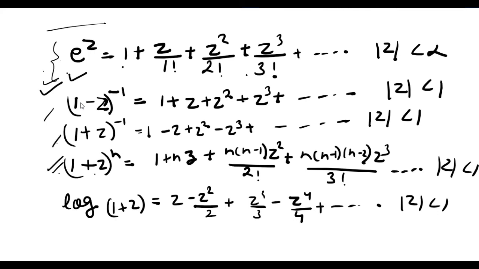And then log(1 plus z) is equal to z minus z square upon 2 plus z cube upon 3 and so on. Here you can see there are no factorials, whereas elsewhere we are using factorials. So this was all about series and expansion.